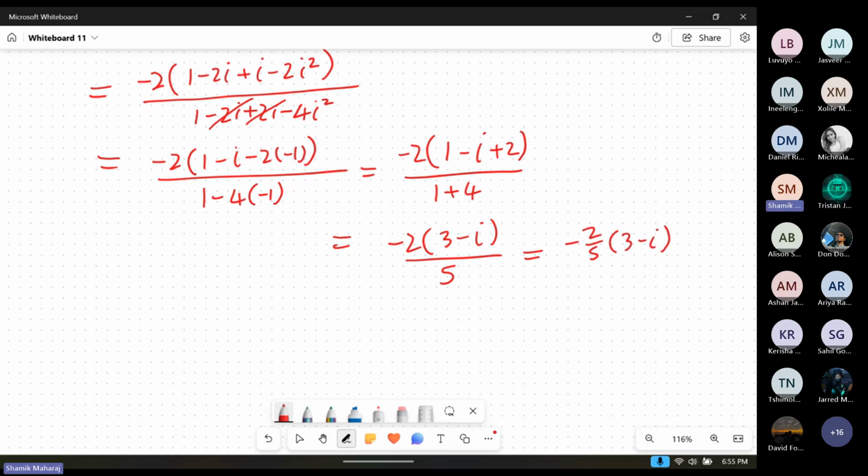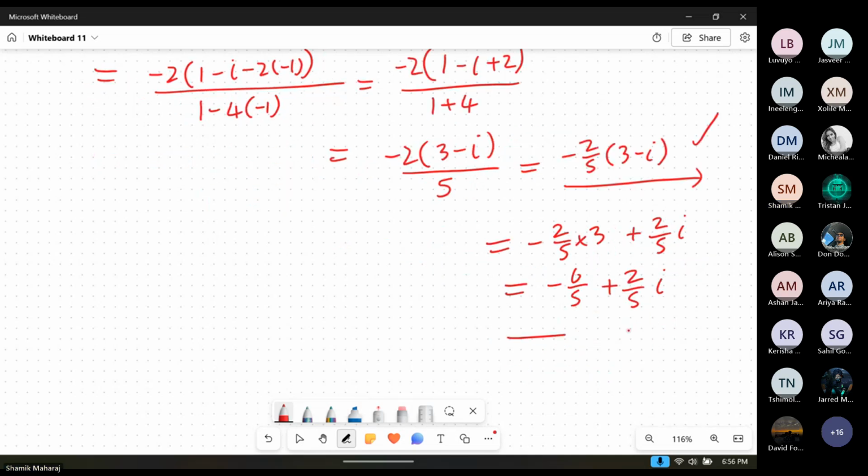And you could leave it like this if you wanted to. That's actually perfectly acceptable. If you want to show it explicitly as a plus bi without factoring anything out, then you just take minus 2 over 5 times 3 plus 2 over 5i. So on the left, we get minus 6 over 5 plus 2 over 5i. Okay, so either one of these two is fine. I will accept either one. No problem there.